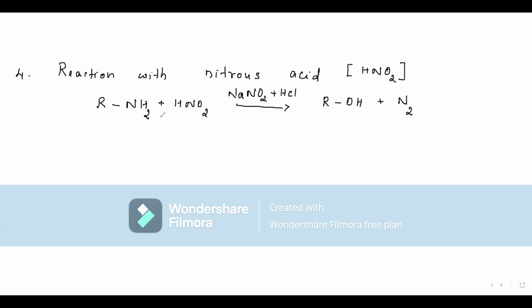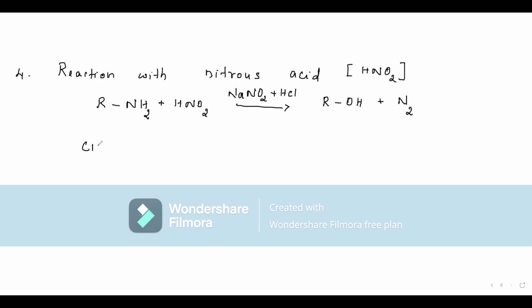Aliphatic amines, write this down and practice. Do not just read. Aromatic amines give us diazonium chloride provided the temperature is 0 to 5 degrees Celsius. But in aliphatic amines, no such reaction. Straight away, at room temperature, alcohol is the product.